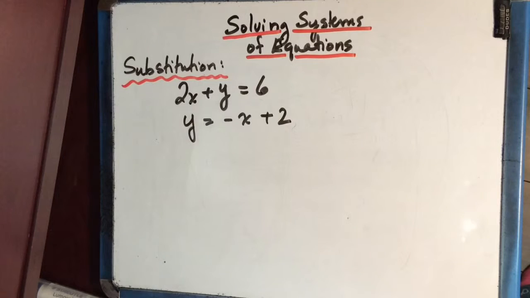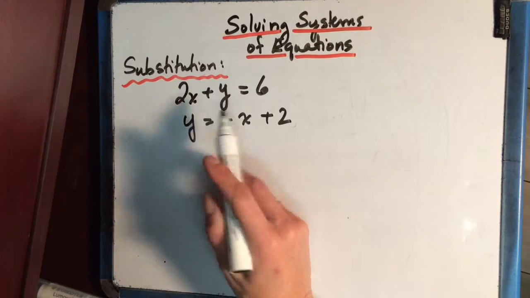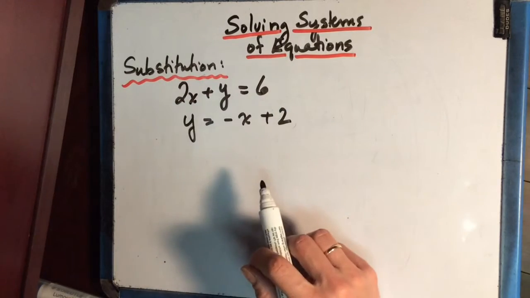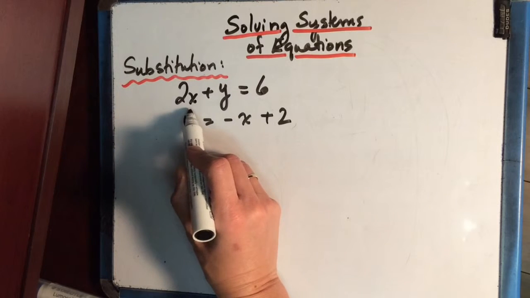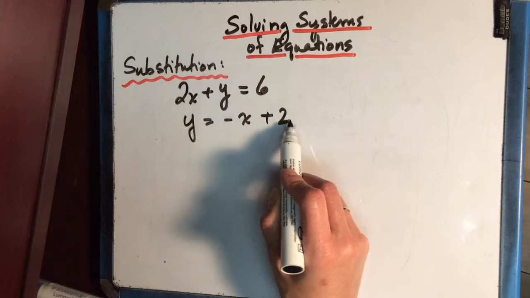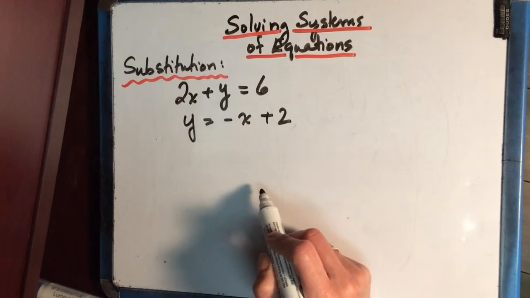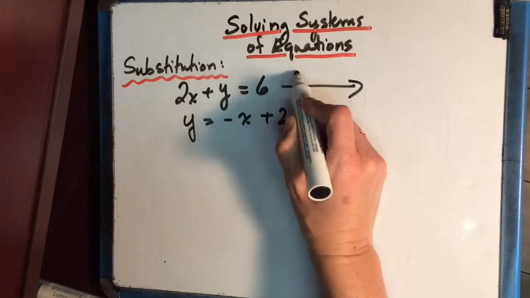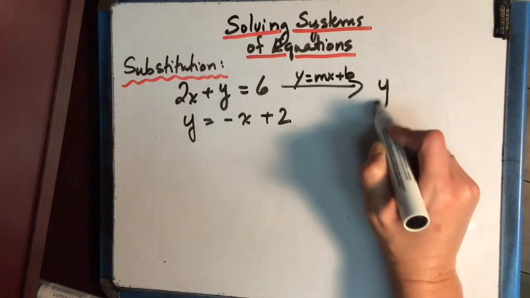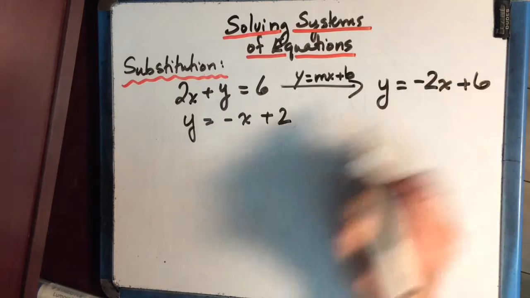And what you do with substitution is you're substituting one variable into the other. There are two ways of doing this question. I'm going to show you one, then I'll show you the other way. If I look at this equation here, and this one here, this one is in the form y equals mx plus b. What I can do is I can put this one here into the form y equals mx plus b also. So let's do that. And in doing so, I've got y is equal to negative 2x plus 6.